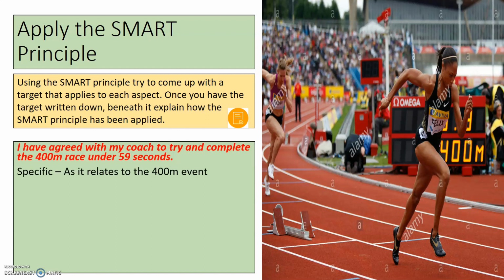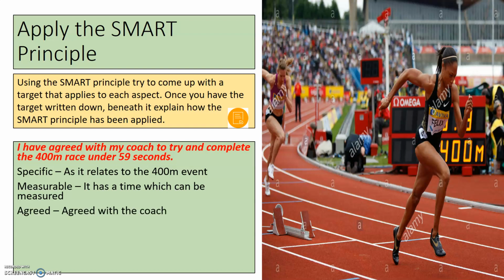So how is it specific? Well, it relates obviously to the 400-meter event, as it says there within the actual target itself. It's obviously measurable, isn't it? Because we can measure it using the stop clock and the time element there. It's agreed, isn't it? Because the target does say that it's been agreed with the coach. It's also realistic. If we look at the world record for the 400-meter women event, it's just, I think, just over 49 seconds. So ultimately, that's a fairly realistic target in trying to get under 60 seconds.